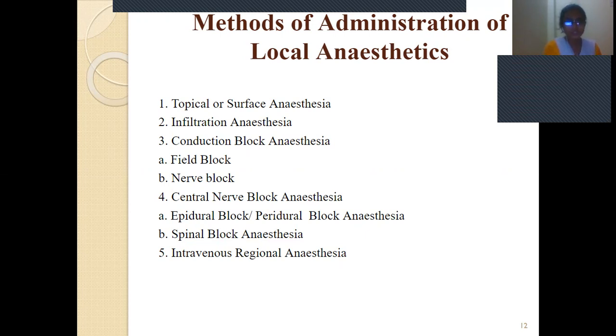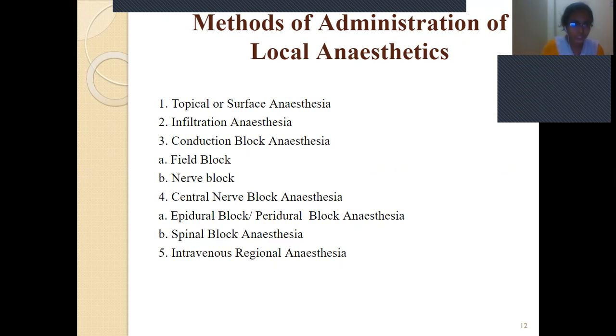I will explain it again. Topical or surface anesthesia is given directly to the surface of the skin, where the nose, mouth, pharynx, ear, and trachea are. It will affect the sensory nerve endings.